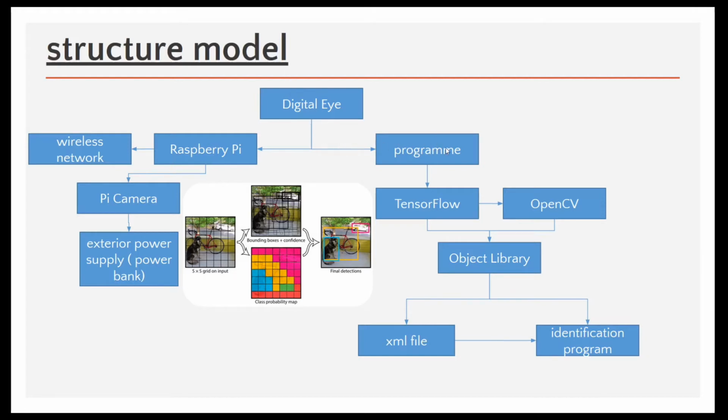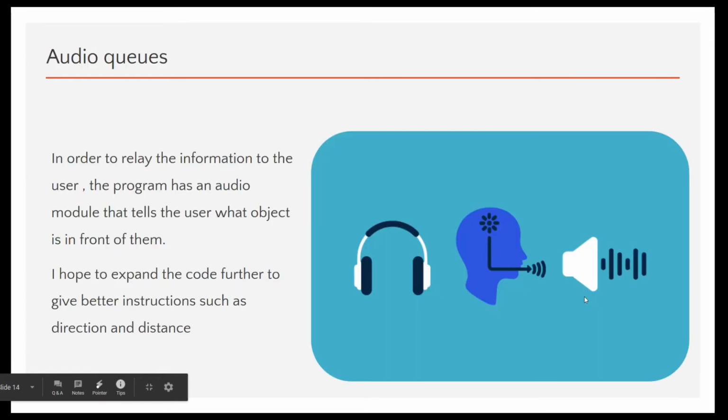The software component includes the program, which includes TensorFlow and OpenCV that are linked to an object library through an XML file to be read by the identification program. Audio cues: in order to relay the information to the user, the program has an audio module that tells the user what the object is in front of them. I hope to expand on the code further to give better instructions such as direction and distance.